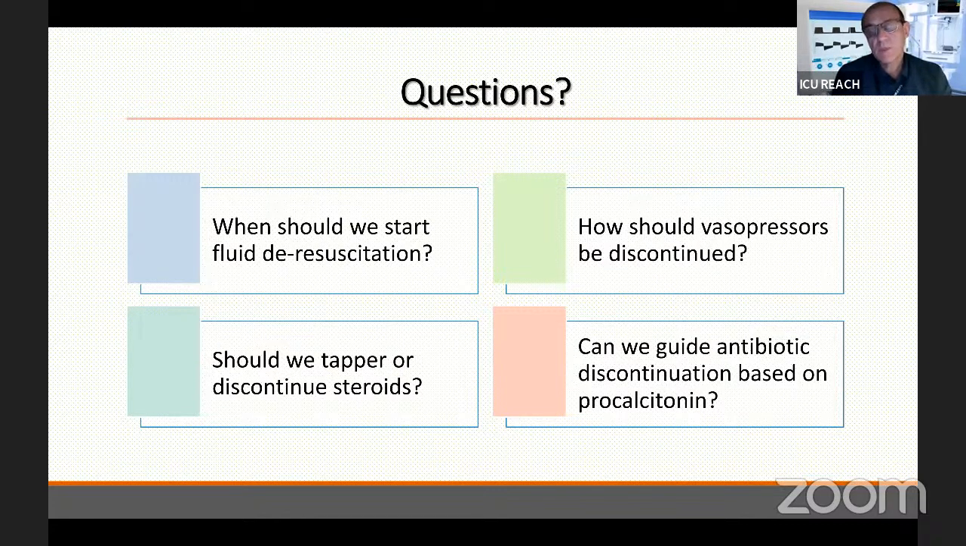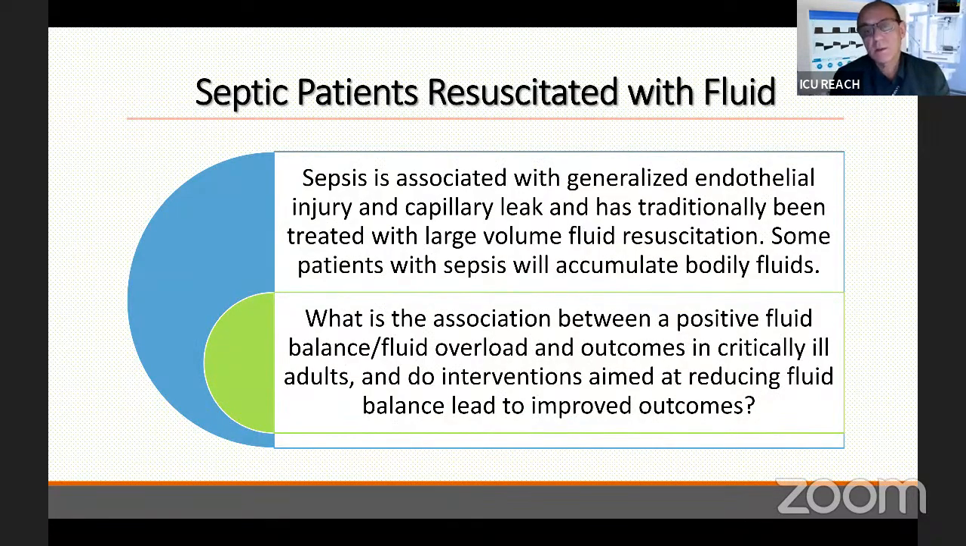And based on the definition of sepsis, sepsis is a systemic disease that may be associated with capillary leak, and traditionally has been treated with large volume fluid resuscitation. This may lead to fluid accumulation in the body. And the question that we're going to try to answer here is, is there any association between positive fluid balance, fluid overload, and the outcome in critically ill patients? And do interventions aimed at reducing fluid balance lead to improved outcome?